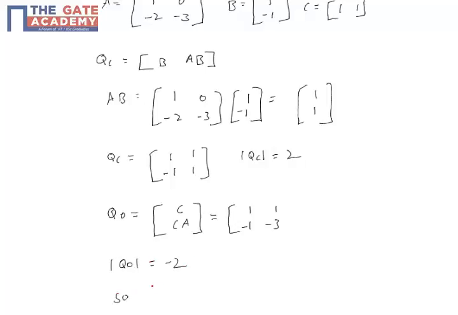So the ratio of the determinant of the observability matrix to the determinant of the controllability matrix is equal to -1.